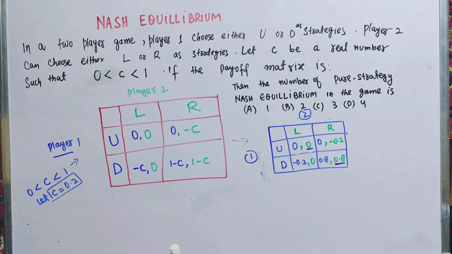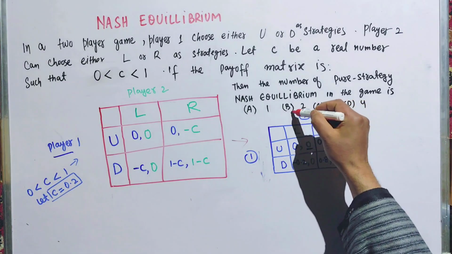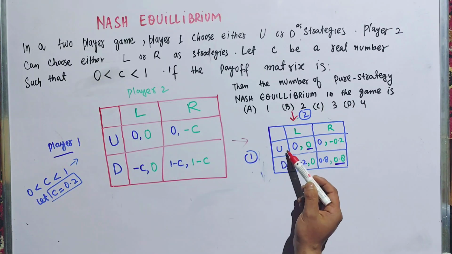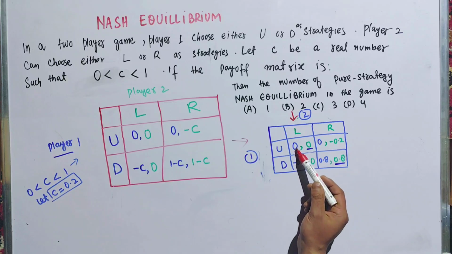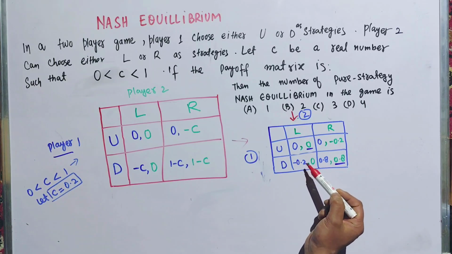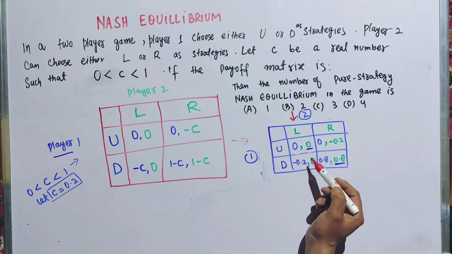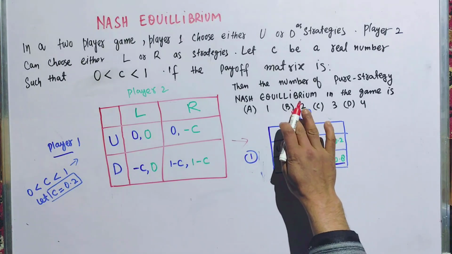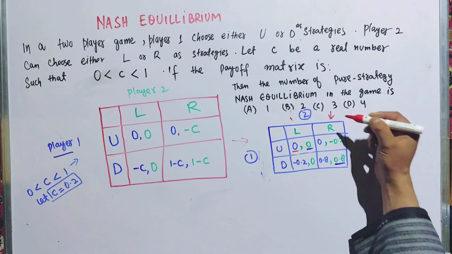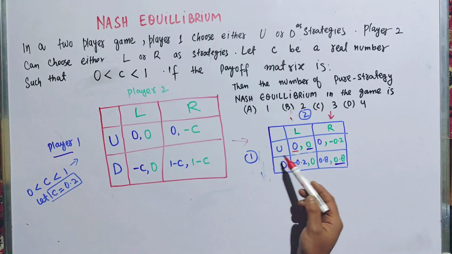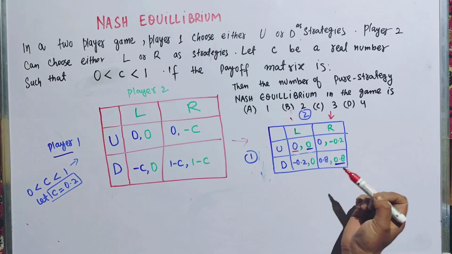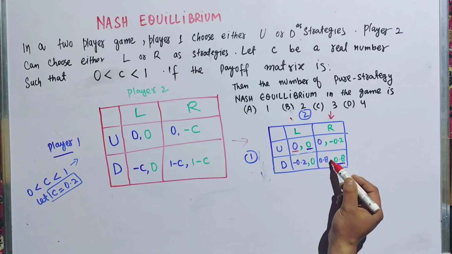Now let us see what happens when player 2 chooses left. Player 1 has two options, either to go up or down. Up gives him 0 payoff, down gives him minus 0.2. Since 0 is greater than minus 0.2, he will choose up. Again, let us see what happens when player 2 chooses right. Again, player 1 has two options, either to go up or down. Up gives him 0 payoff, down gives him 0.8. Since 0.8 is greater than 0, he will choose down.